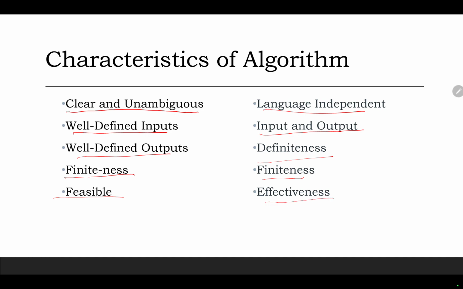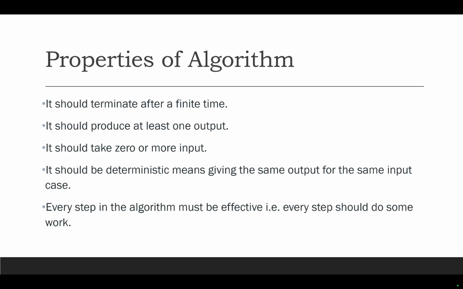Then the last one is effectiveness. An algorithm must be developed using very basic, simple and feasible operations, so that one can trace it out using just paper and pencil. So these are the characteristics of an algorithm.